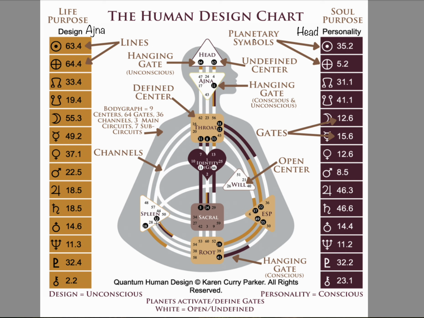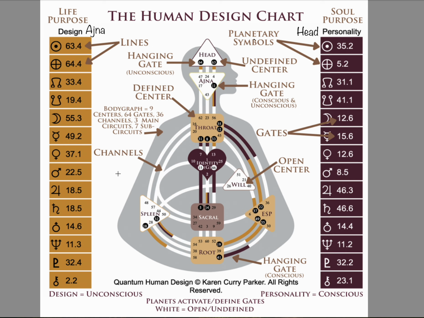Gate 32 is double activated. Gate 11 is double activated. So those are just some of the things that I look for when I'm looking at a chart. I would look at those themes and let the person know that they're going to be bumping up against that throughout their life. And I think that's pretty much as far as I need to go for the basics.